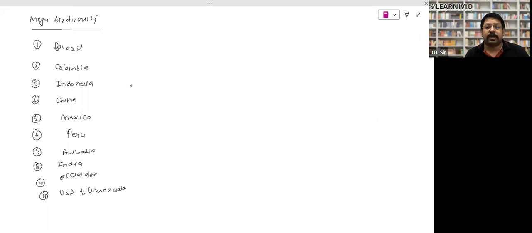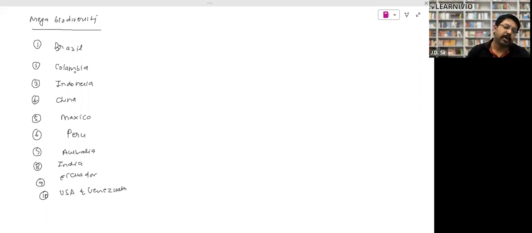Because at the equator, there is high temperature and every day rain takes place. Every day raining takes place on the equator, right? That's why there is a lot of humidity and high temperature, which is good for plant growth, right? So maximum plants grow in this equatorial region, right? So Brazil has maximum diversity.